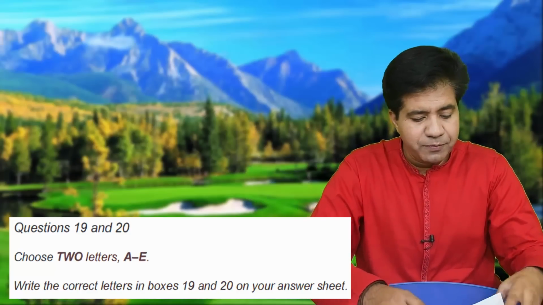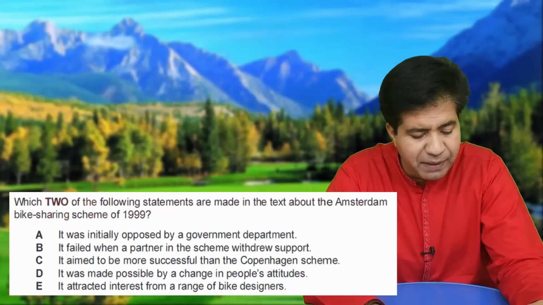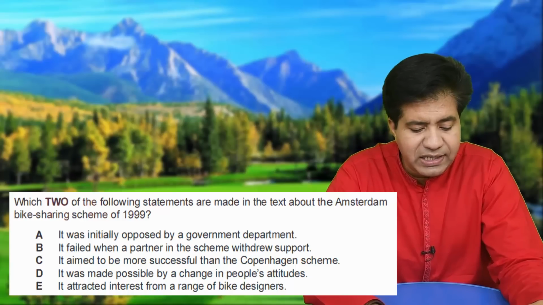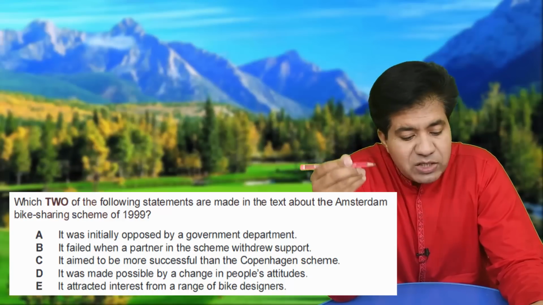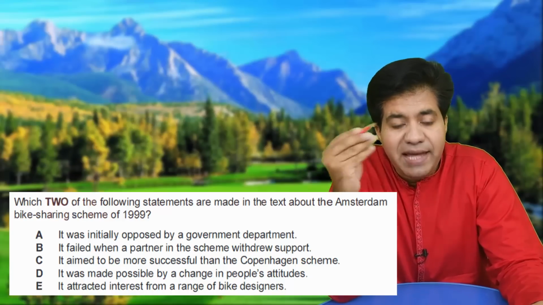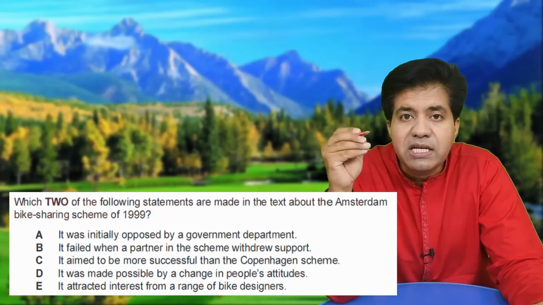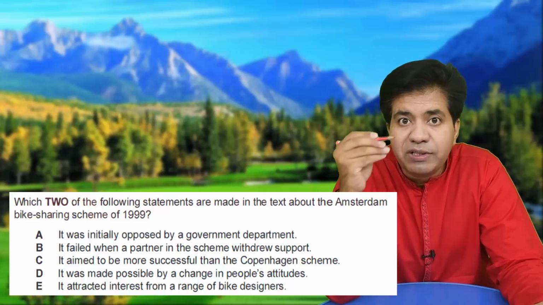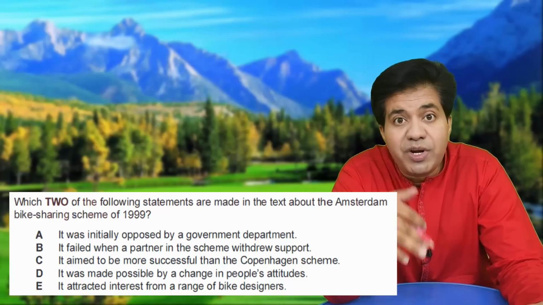Now what's that? Which 2 of the following statements are made in the text about the Amsterdam bike sharing scheme of 1999? Now these options are not specific. These options are general. That is why I say you should read the first sentence, because the first sentence gives you the hint about the answer. Now about this you cannot scan unless you read the options.